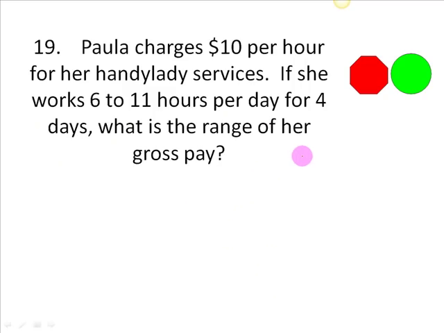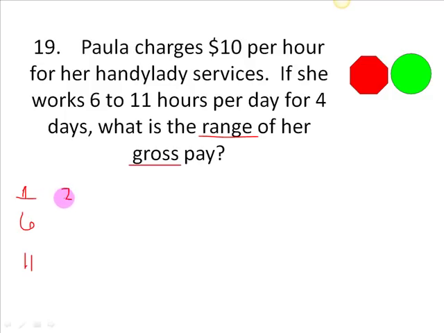Okay, number 19. Paula charges $10 per hour for her handyman services. If she works 6 to 11 hours per day for 4 days, what is the range of her gross pay? Click on the stop sign. Okay, let's see how you did. Refreshing your memory, gross pay just means the total amount that she got, and range means what's the low number to the high number. So let's just kind of chart this out. Let's get it organized. She makes $10 an hour for her handyman service if she works 6 to 11 hours a day. So let's say on day 1, she works either 6 or 11 hours.